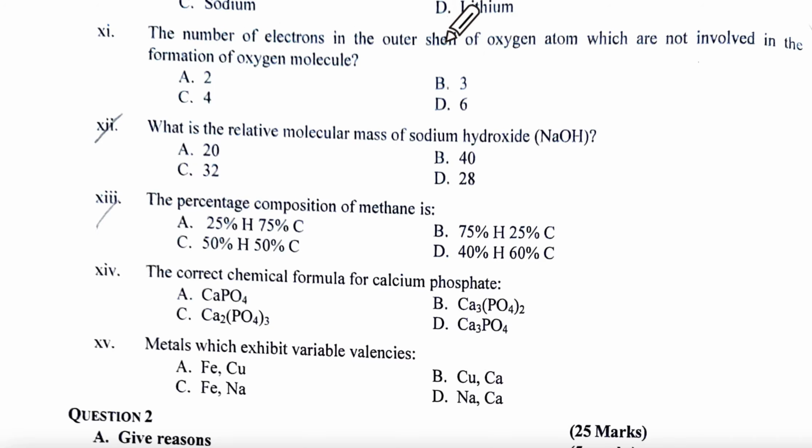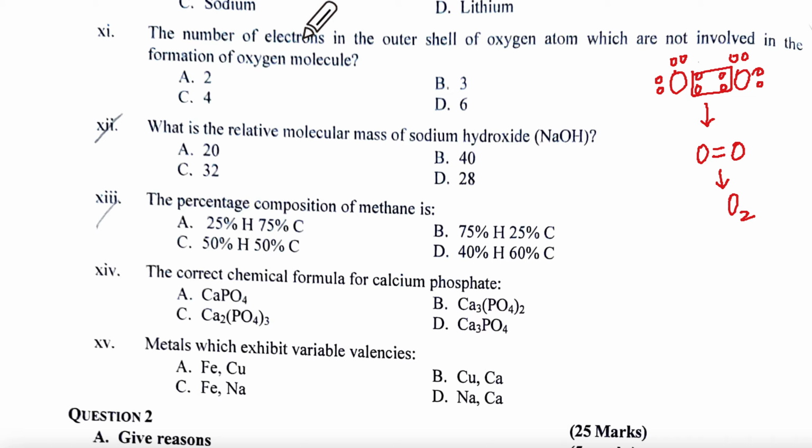The number of electrons in the outer shell of oxygen atom which are not involved in the formation of oxygen molecule. So oxygen is 2,6. So 1, 2, 3, 4, 5, 6. And again another oxygen 1, 2. You need to think, okay? Don't learn everything by heart. So these two are shared pairs. That will give us O double bond O. That will give us O2. So this is your thinking step.